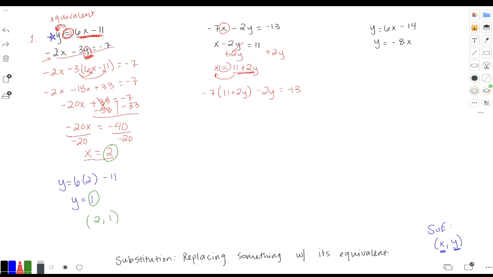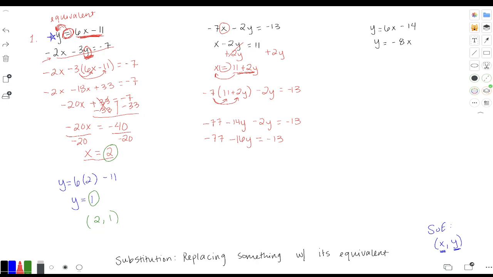Okay, so now we distribute this negative 7 into both of these terms. We're going to have negative 77. And the negative 7 times 2y is going to be negative 14y minus 2y equals negative 13. Awesome. Then we can combine our like terms. So that negative 77 is still going to be there, but this negative 14y and this negative 2y are going to combine together to get us a negative 16y equals negative 13. Okay, we've simplified everything we can on the left side of the equal sign here.